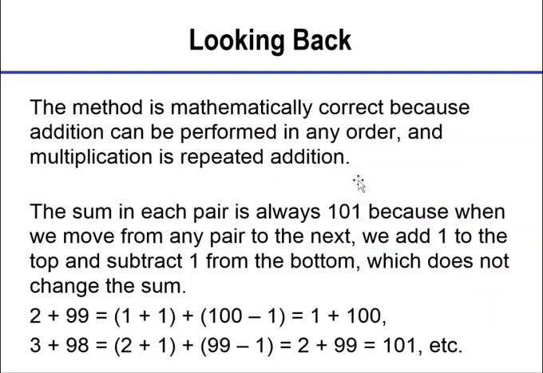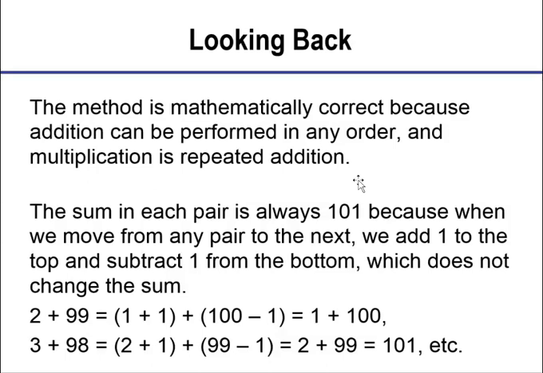Okay, the method is mathematically correct because addition can be performed in any order. Why did they say that? Well, remember, the second time we wrote this series out, we started with 100 and then 99 and then 98. So that's why they're saying it can be performed in any order. And multiplication is repeated addition. So the multiplication step is when we counted how many 101s we had, and we multiplied, there were 100 of them, so we multiplied 100 times 101.